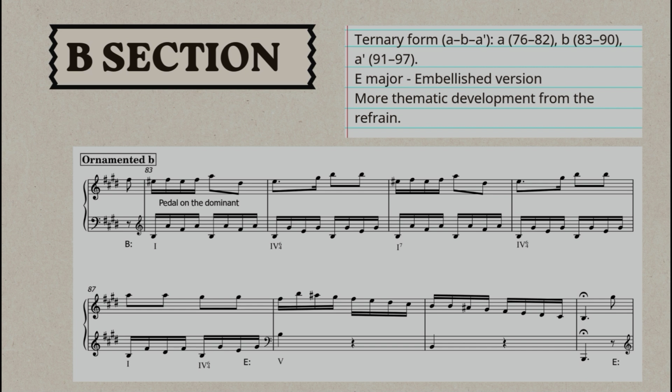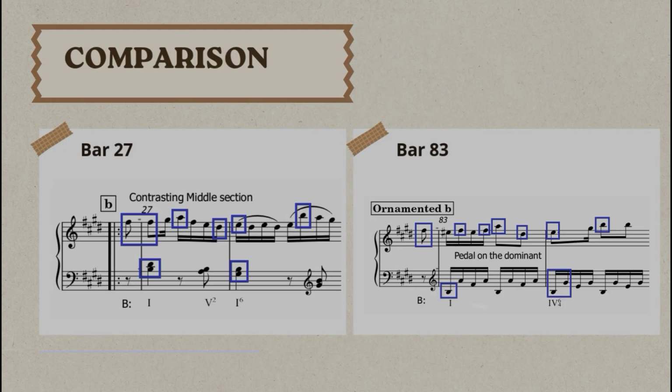The B part, bars 83 to 90, departs to new keys, much as before. Notably, Haydn engages in deeper thematic development here. He takes material from the main refrain and works it into this episode. This clever integration creates a link between the refrain and the episode, increasing the rondo's unity.